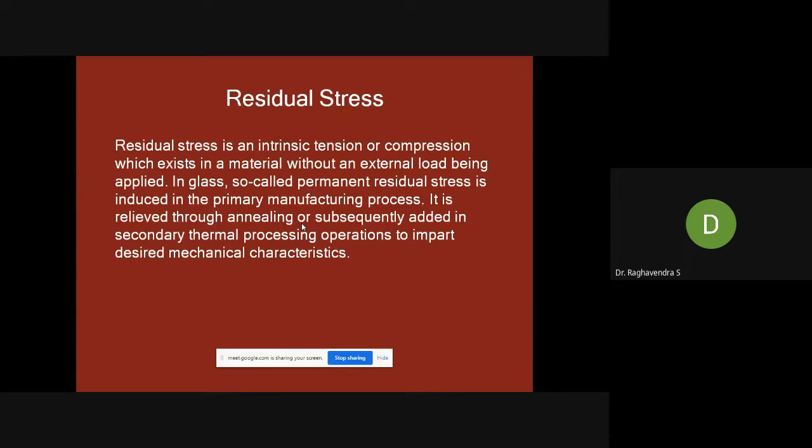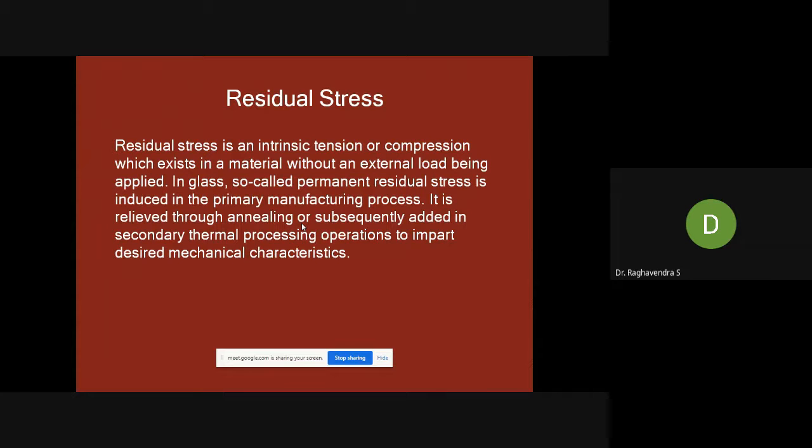So, dear students, you have very rarely heard this word residual stress. I don't know how well you can answer this question. Can anyone talk about this? At least a one-line or two-line answer from your side. What exactly is meant by residual stress?